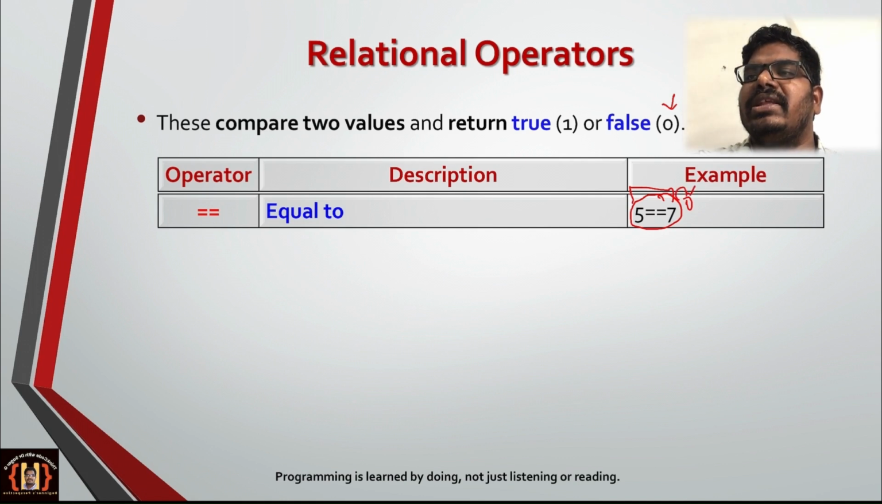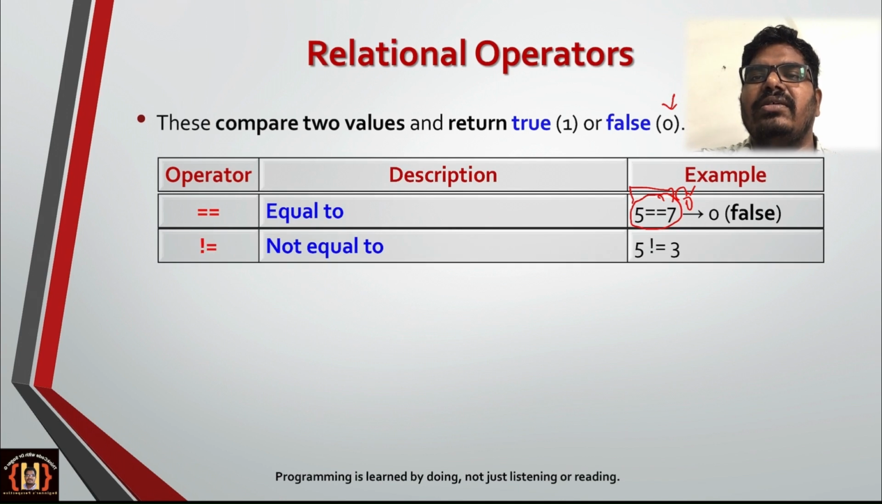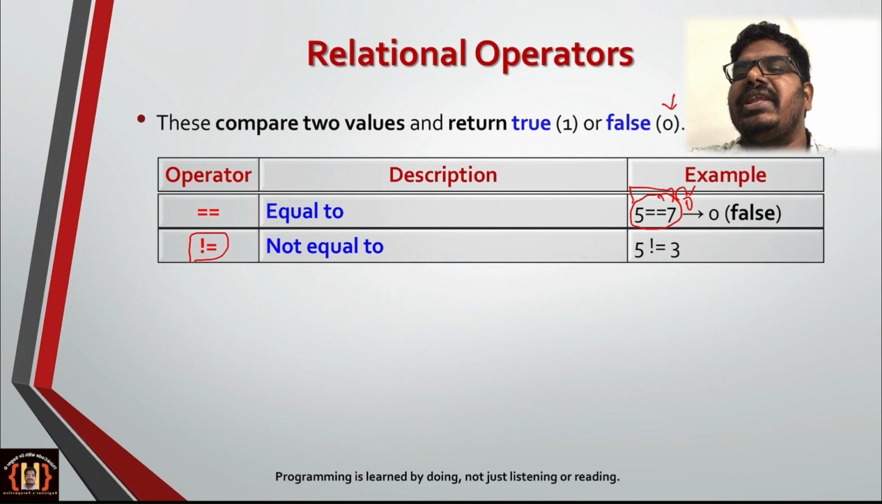Okay, in the C program, in general, I'm just explaining mathematically here. In C, we'll see in detail. Now we have the next, not equal. Not equal is these two symbols. So what is the meaning? 5 is not equal to 3. Again, 2 values it is comparing, 5 and 3. It is saying not equal to 3. True or false? It is true. True means what? It will return 1. So the return value is 1 here.